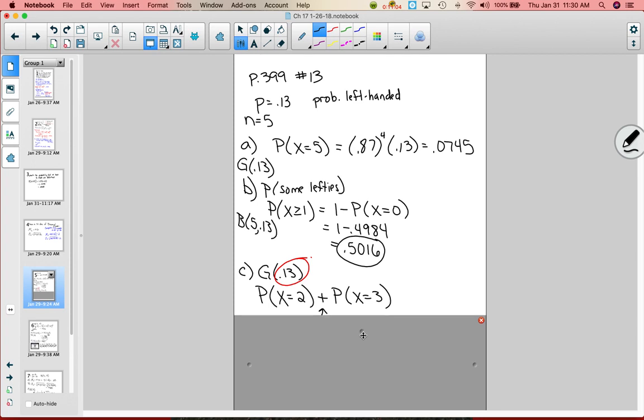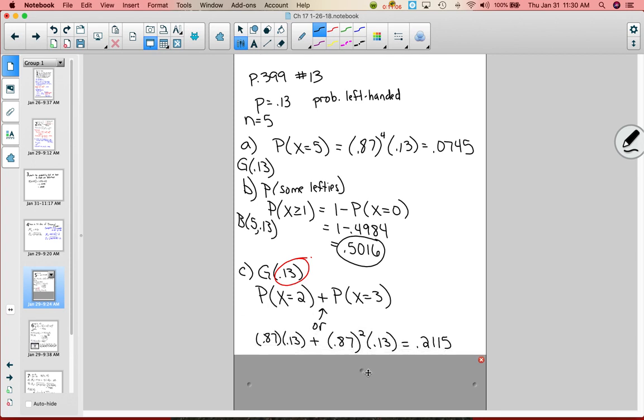You can actually use your calculator, but for geometric I don't usually do that. It's easy to just write it out. If the second person was the first lefty, then that means the first person was right-handed. So we have this product. This would represent that the third person was the first lefty. You would multiply those products out and add them together.